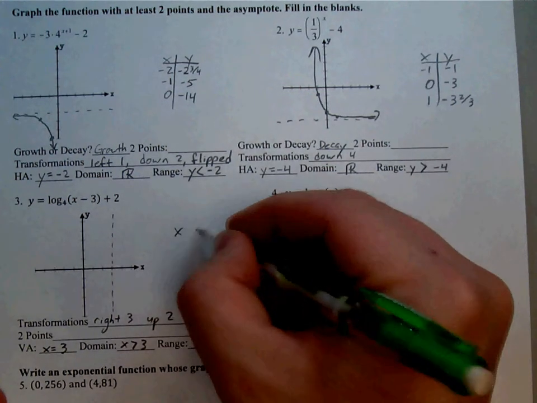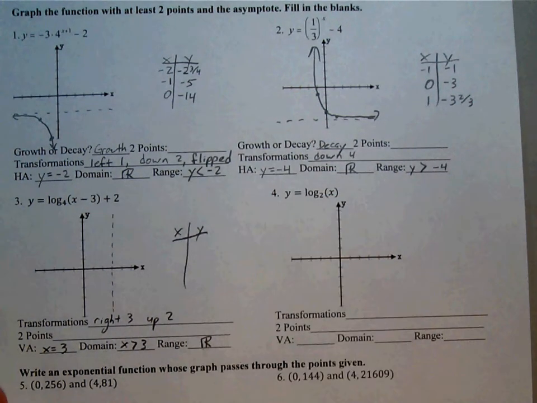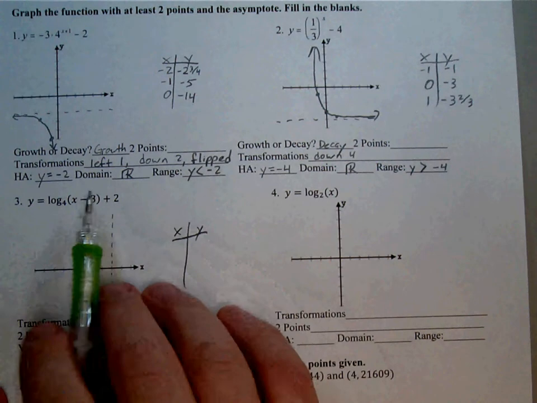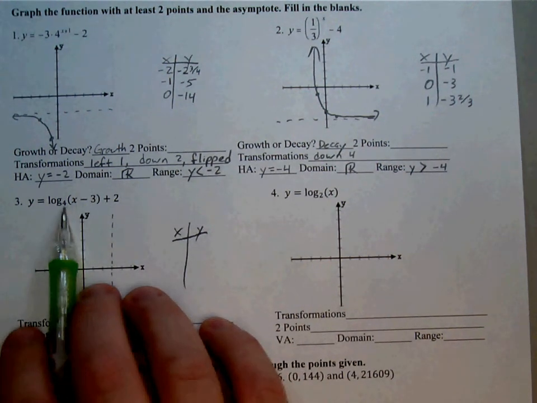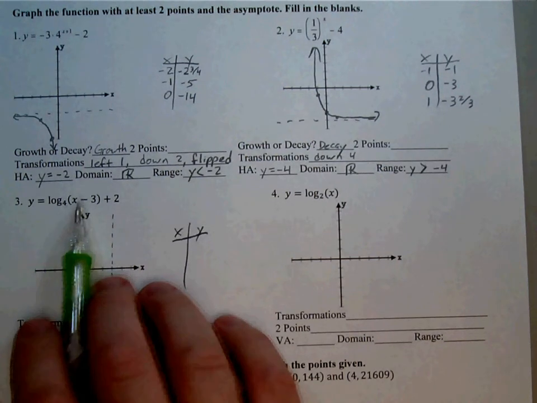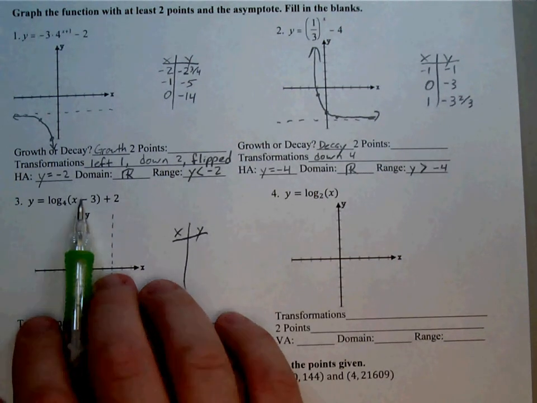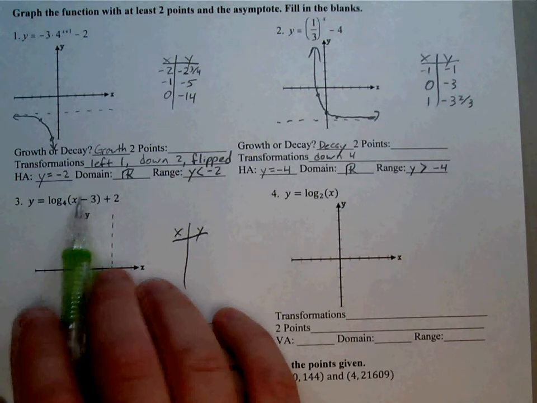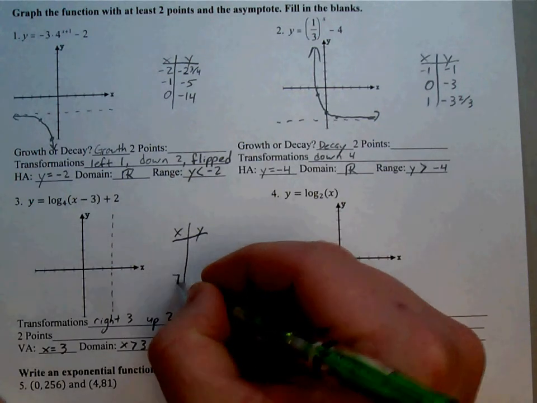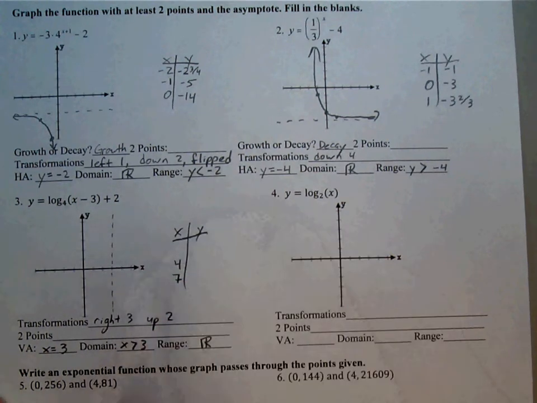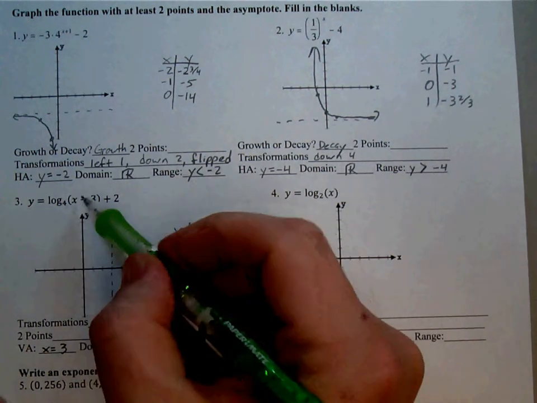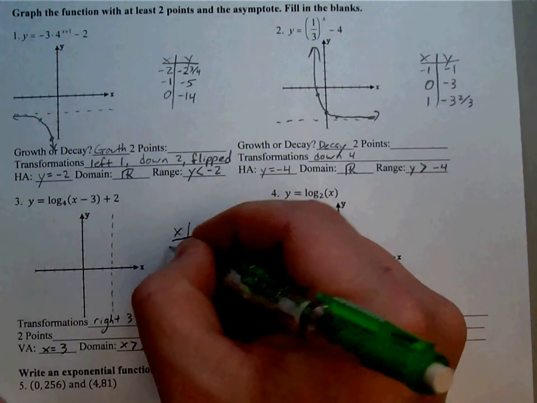Okay, so table of values. So I'd like to end up taking log base 4 of 1/4 and of 1 and of 4. 2 of those are easier to get than the other. To get to 4, I want x to be 7. To get to 1, I want x to be 4. To get 1/4, I have to subtract away 3, so it'd be 3 and 1/4.